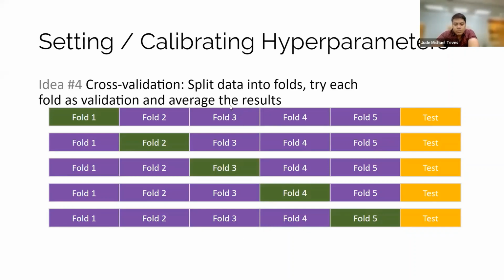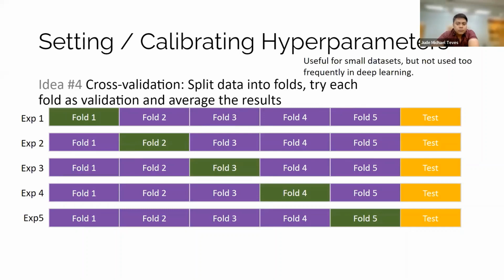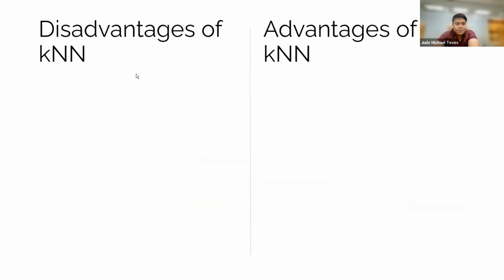I suggest not really doing this for now because it might be too much to take in. Just do the train test and train val test. We'll do this in more detail in the future sessions. Yep, this is good for small data sets. But we can't use it in deep learning because it's too computationally heavy, because you're doing so many training runs. I mean, lots of experiments.